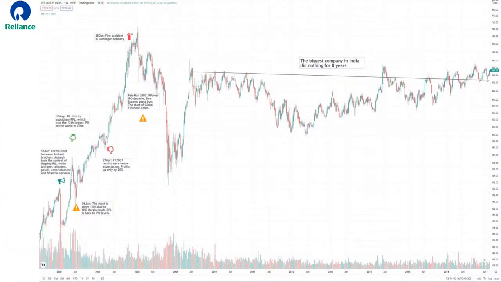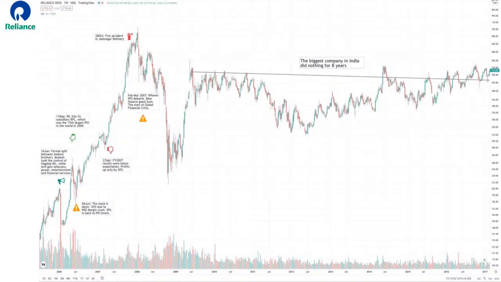Even though it fell like crazy during the 2008 crisis, you can say this is not because of Reliance, because the whole world went for a toss, agreed. But even then, it recovered back. It didn't come back to the highs it saw in January 2008.